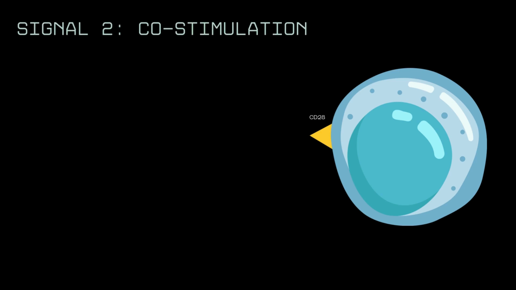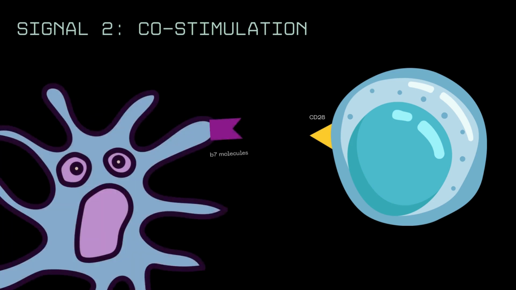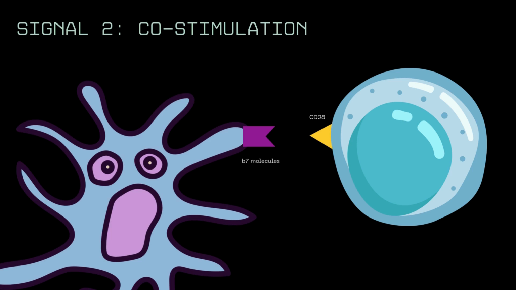For a naive CD8 T cell to become activated, it needs signal 2, the co-stimulatory signal. This happens when CD28 on the T cell binds to B7 molecules on the dendritic cell. But here's the challenge with tumors. They often don't trigger strong innate immune responses. So, dendritic cells that pick up tumor antigens aren't fully activated and express low levels of B7. This means the CD8 T cell may not receive enough stimulation and stays anergic or inactive.